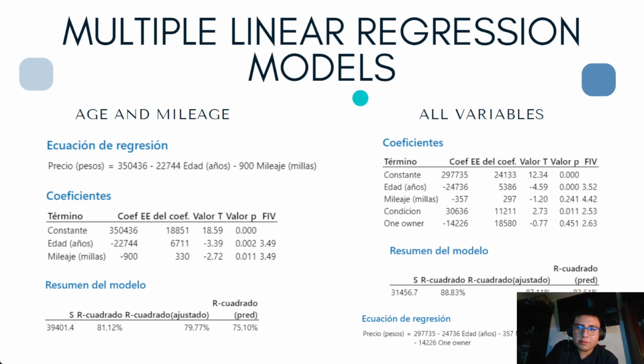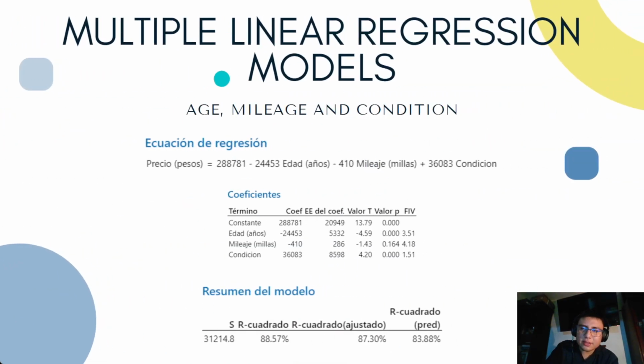Here we have a model with all the variables. Here we have the p-values, but one p-value can't be taken into account. If you see here, the p-value of the mileage for the one owner goes up to 0.05, which is statistically not as significant as the other p-value of the mileage. The R squared is 88.83%, which tells us it's a very good approximation, but the p-value is different as well. And finally, we have another model that I consider with the age, mileage, and condition values.